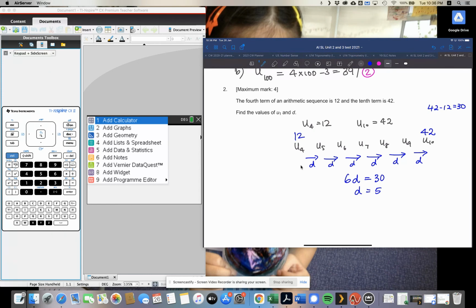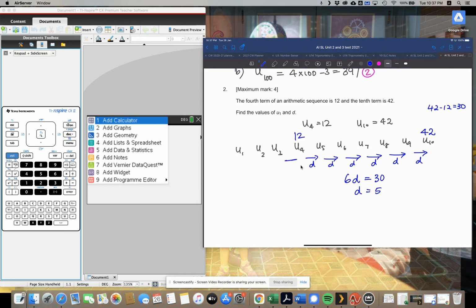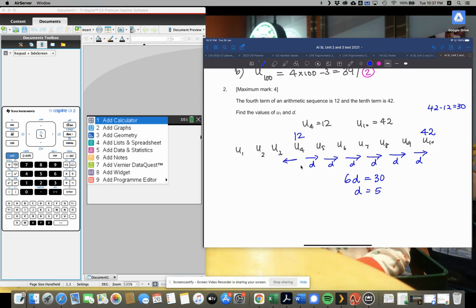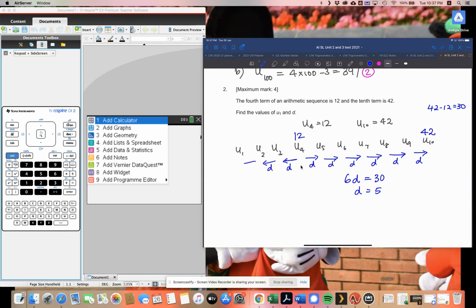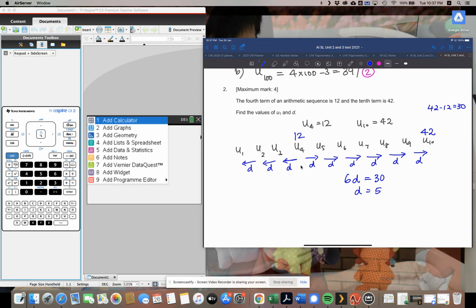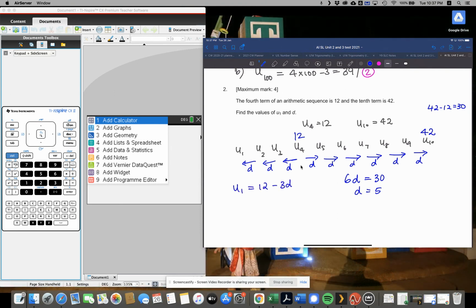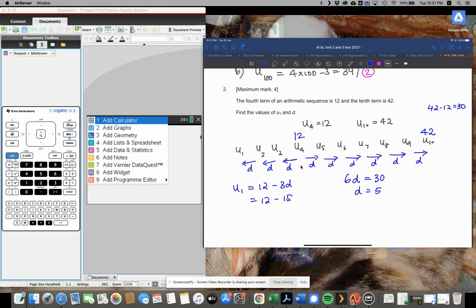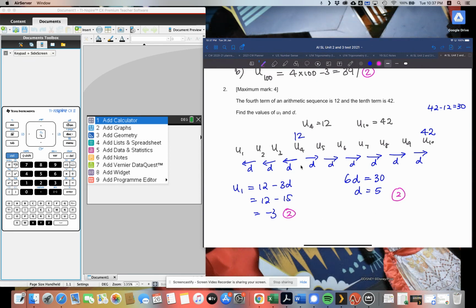Now looking at this, you need to find term 1 again, so you need to actually go backwards this way. So you got 12. You need to take 1D away, 2Ds away, 3Ds away to get term 1. Therefore, your term 1 is equal to 12 take away 3Ds. 12 minus 15, term 1 is negative 3. 2 marks each for finding term 1 and D.